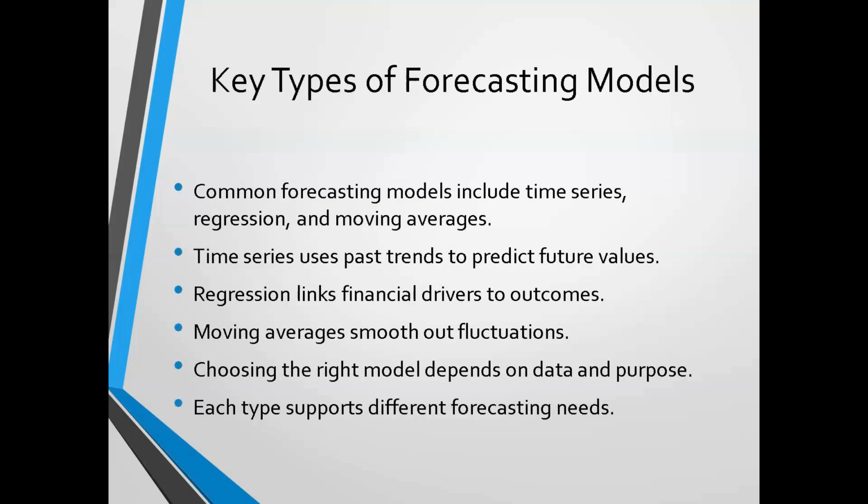So the time series forecasting uses historical patterns to project future results, and the regression analysis links input factors like sales drivers to outcomes, great for understanding relationships, whereas moving average smooths out fluctuations to show trends more clearly over time. The best model depends on your data type and the company's forecasting goals.